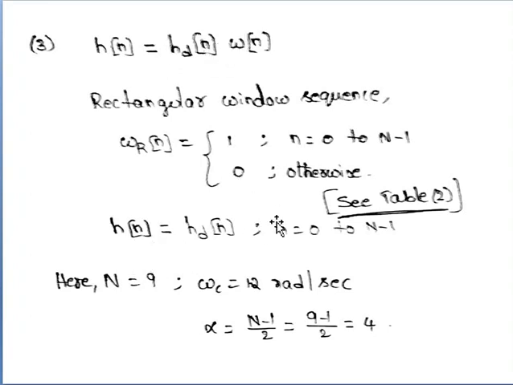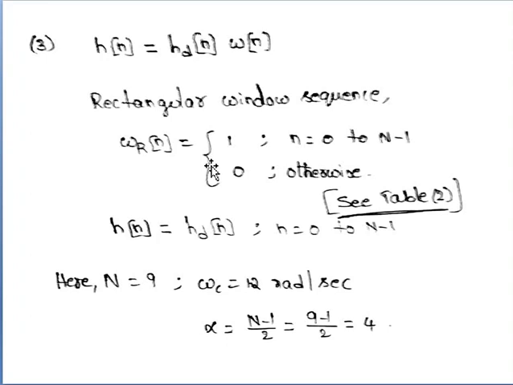Just multiply these two, HD of n and W of n. So that means h of n is equal to 1 into HD of n, which is nothing but HD of n in this duration 0 to n minus 1. Otherwise 0 into HD of n is 0. That's why h of n is equal to HD of n for n is equal to 0 to n minus 1. So here for the window sequence, see the table 2.